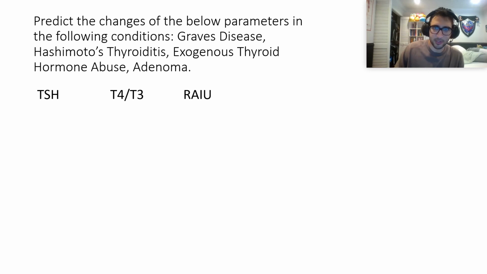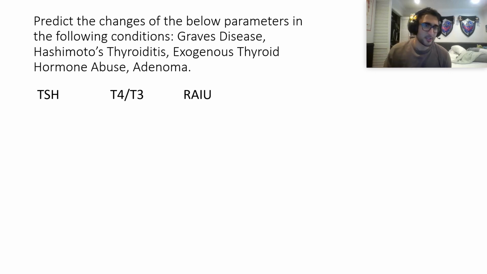All right, so we're going to predict the changes in these parameters for the following conditions: Hashimoto's thyroiditis, exogenous thyroid hormone abuse, Graves' disease, and adenoma. I want you to pause and pull out a piece of paper, copy this, and put up arrows and down arrows for what you think happens in each condition. So go ahead and pause and do that.